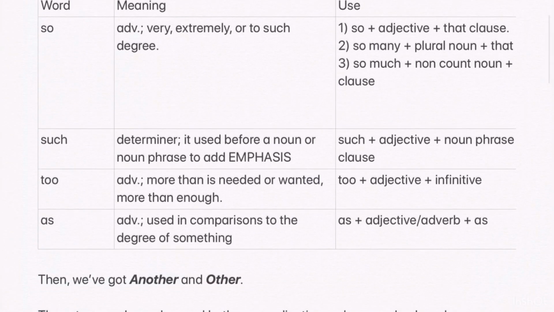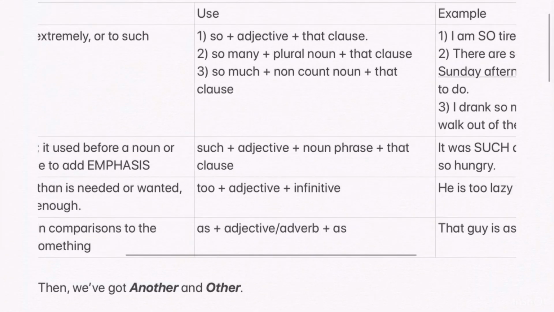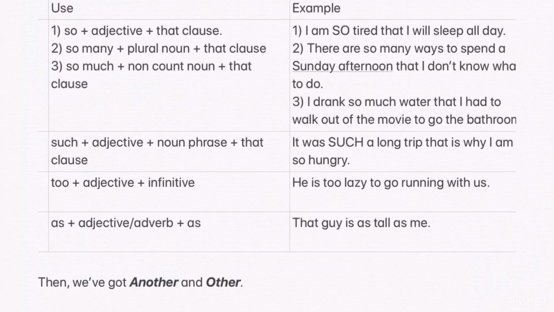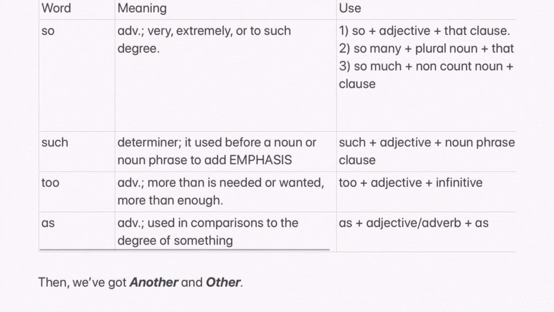Such, here, is a determiner. It is used before a noun or a noun phrase to add emphasis. These words add emphasis, or they are comparing something to something else, in the case of as. In the case of such, it is used like this: It was such a long trip. That is why I am so hungry. Fue un viaje tan largo. Such es eso, tan. Okay? Fue un viaje tan largo, por eso es que estoy hambriento.